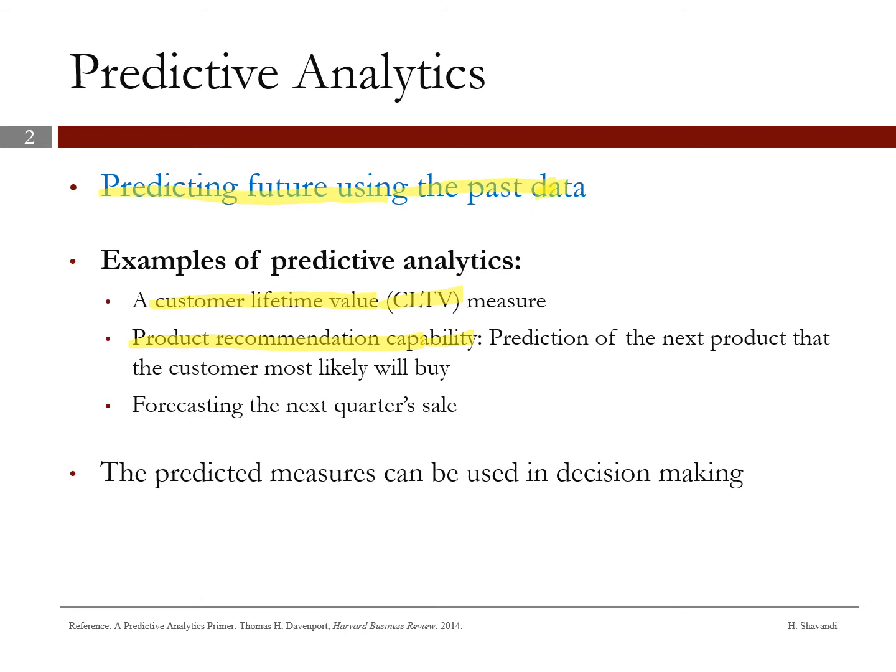Or another example, forecasting the next quarter's sales. Okay, so this is obviously a forecasting model, and using the past data we can forecast the future demand. And usually when we have predictive analytics and we are predicting the future, we use those predictions in our decision making. For example, if we are going to prepare a promotion plan for our sales in the next quarter, by having the forecast of demand in the next quarter, we can optimize our promotion plan. Okay.